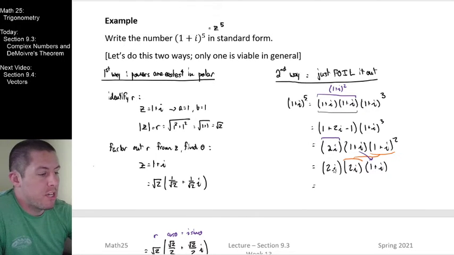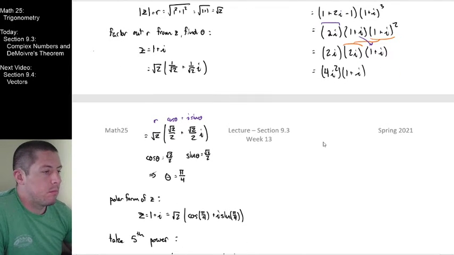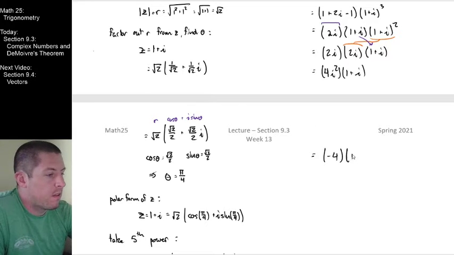Now let's do this multiplication. What's 2I times 2I? Well, it's going to be 4I squared times 1 plus I. And 4I squared is really just negative 4, times 1 plus I. And now I multiply that out and I get negative 4 minus 4I.